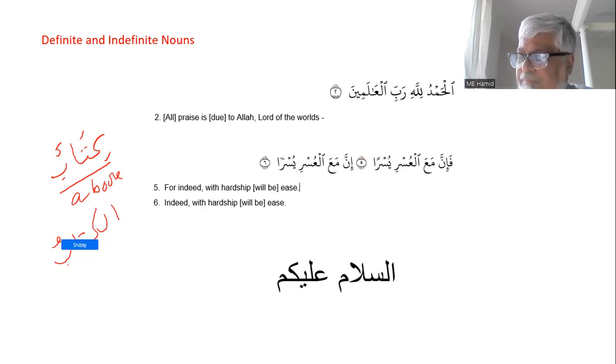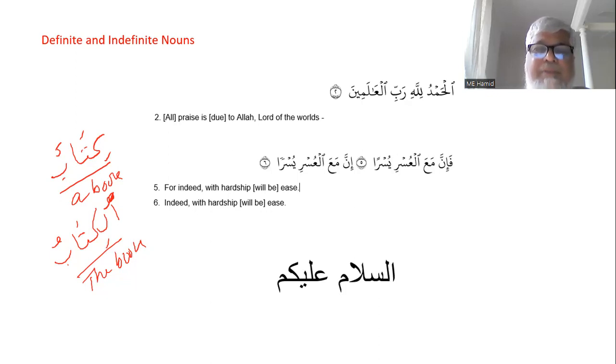But if I write al kitabu, hamzatul wasl, kitabu, this means the book. So it means the author, the writer is looking for a definite book. Kitabun, a book, any book is okay. The book, they're looking for a definite kind of book. So always alif lam means the book, like that.